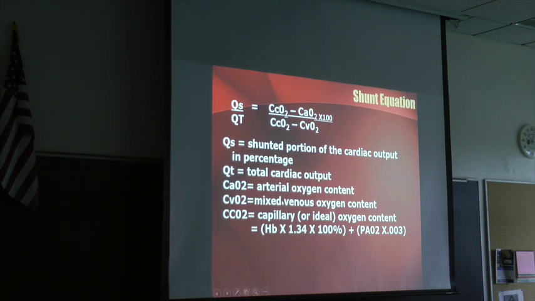Then when you go back to the formula, you just plug the numbers in. Your ideal capillary oxygen content minus arterial oxygen content, divided by ideal capillary content minus venous oxygen content. So you're getting the difference between the two. Then you multiply by 100 and you come up with the percentage of your shunt. All right, want to try one out?